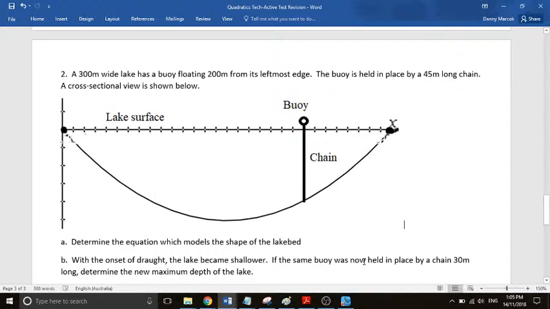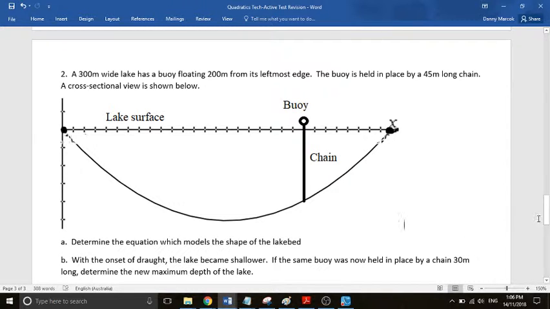So for this last question, what we're doing is we're having a look at a lake and some water and some other stuff here. A 300-meter wide lake has a buoy floating 200 meters from its leftmost edge. The buoy is held in place by a 45-meter long chain. Cross-sectional view is shown below. So this is the cross-sectional view: lake surface, buoy, chain, lake bed. Determine the equation which models the shape of the lake bed.